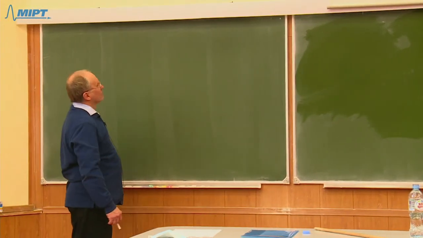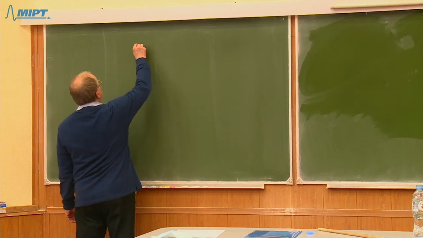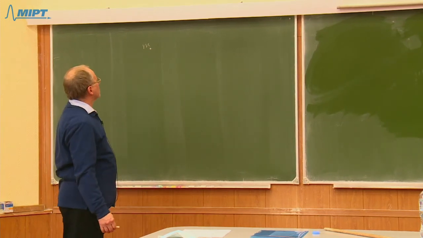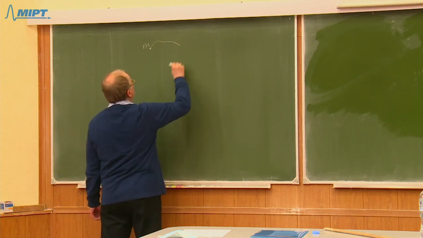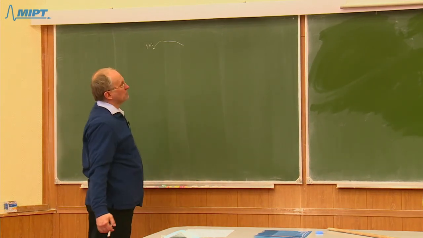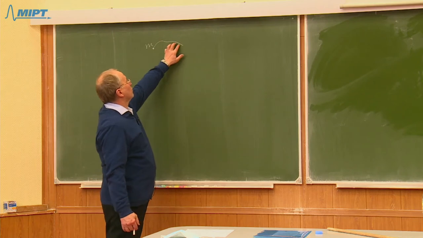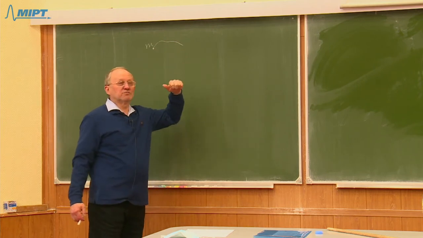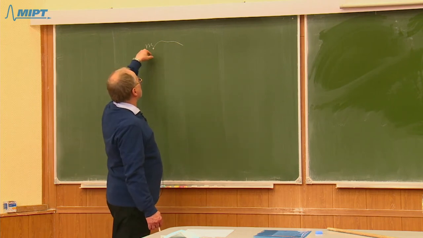So, suppose we have a material point, and some force acts on this point, and the point moves along some trajectory, and the force performs work. How to calculate this work I explained in the beginning of this lecture. We have to divide this trajectory into small portions and calculate work on each small displacement, and then find the sum of all works performed through the motion of this body along an arbitrary curve.